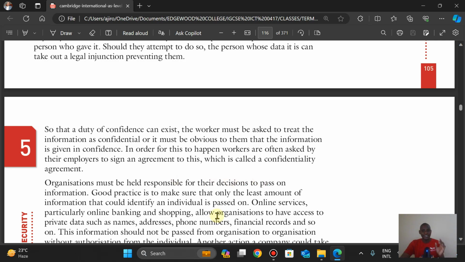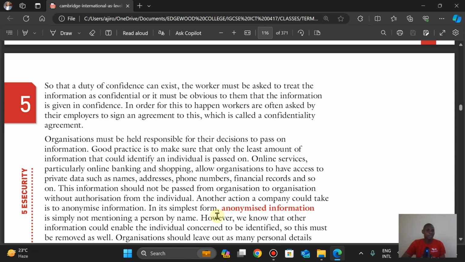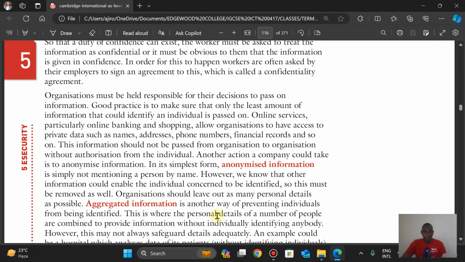Okay. Good practice is making sure that only the least amount of information that could identify an individual is passed on. Online services, particularly online banking and shopping, allow organizations to have access to private data such as names, addresses, phone numbers, financial records, and so on. So this information should not be passed on from organization to organization, that is to third parties. We call them third parties, without due authorization from the individual. So this is very, very important. Organizations should leave out as many personal details as possible if they are going to pass it on.